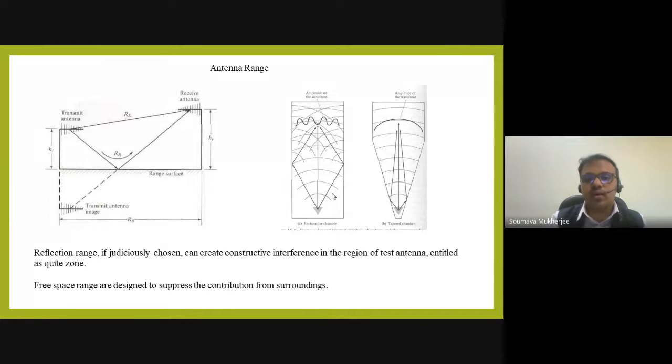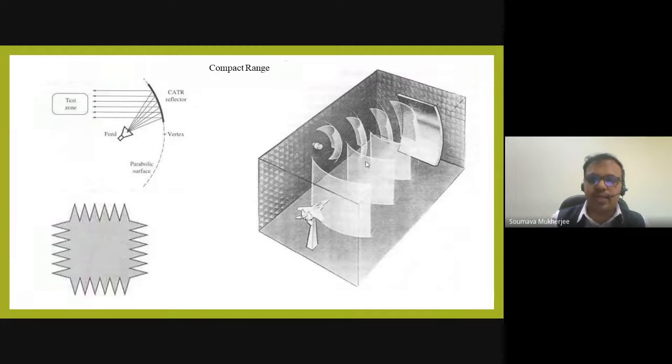If we want to do it in a room, then we have to design the room such that this plane wave is happening, and that is typically called free space range. Most commonly this is what is used, and there are multiple techniques to do that.